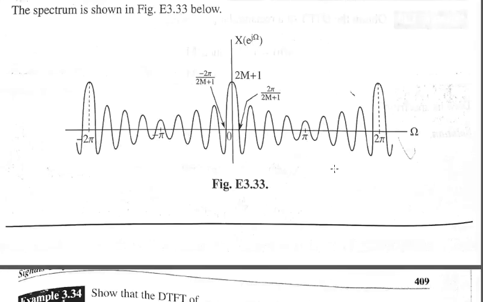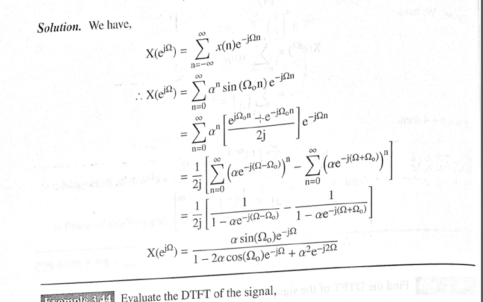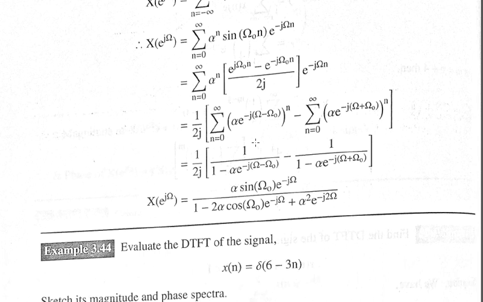So let's see another problem, that is alpha to the n sine of omega naught n into u of n, where alpha is less than 1. So we substitute this value, and in these kinds of problems we go for expanding the sine. So sine is e to the power of j omega naught n minus e to the power minus j omega naught n divided by 2j, and we take this common, alpha to the n, and we write alpha and e together with j omega naught n.